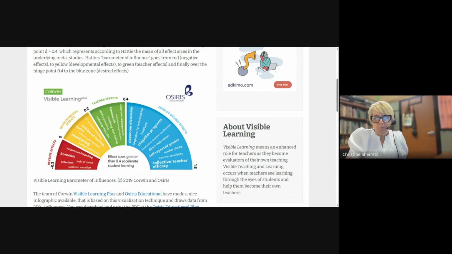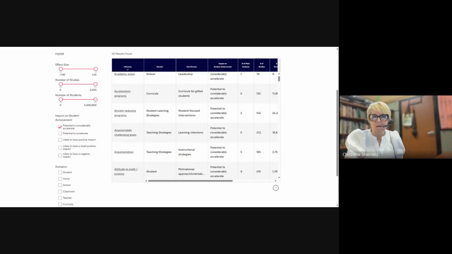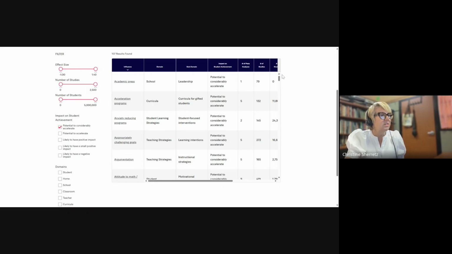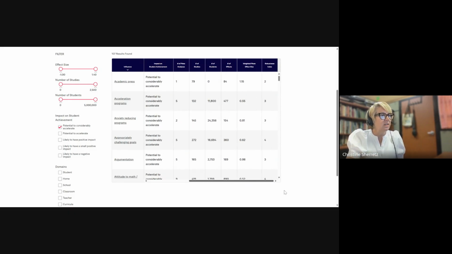And I will post this link also, but I wanted you to just see it. What you can do is look at various effects, and there's a filter here. I put potential to considerably to accelerate, so this means they're high. We want a high effect size, and over here is the effect size. You can see these have at least 0.4 or greater.